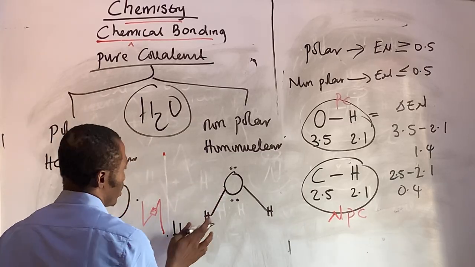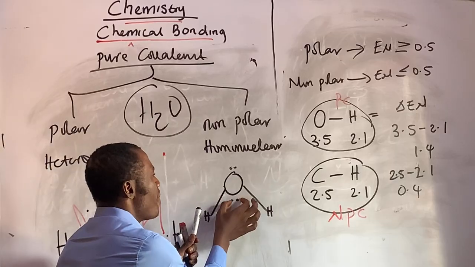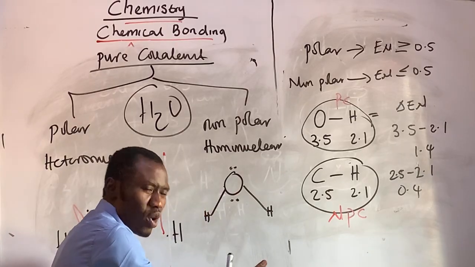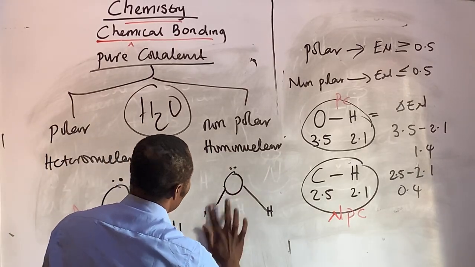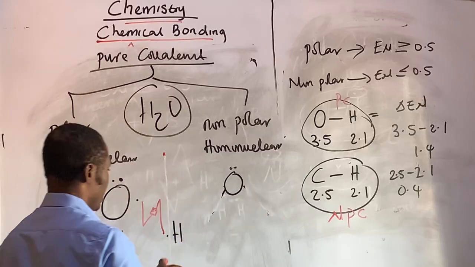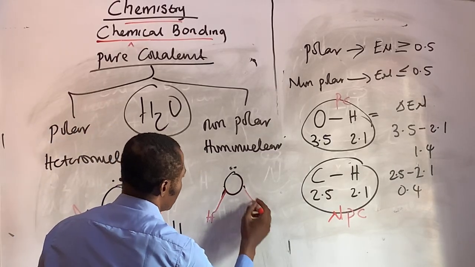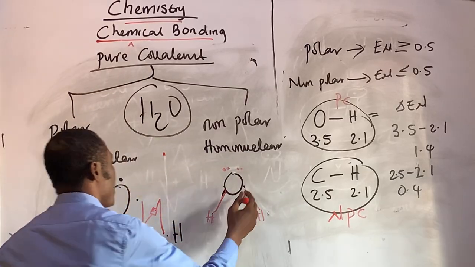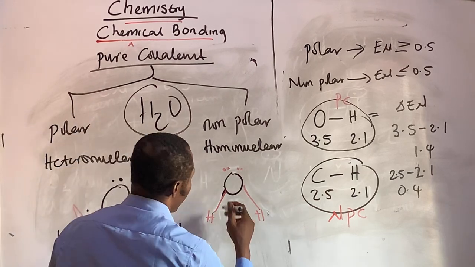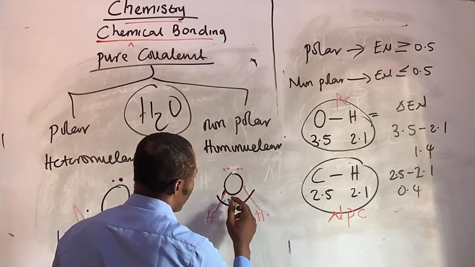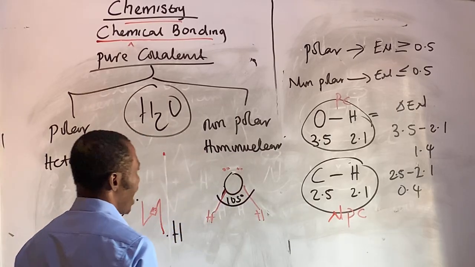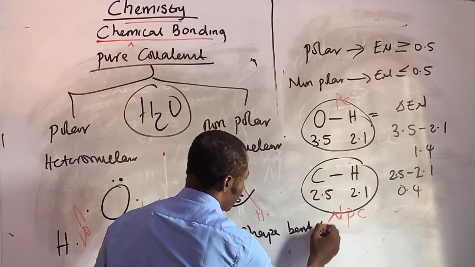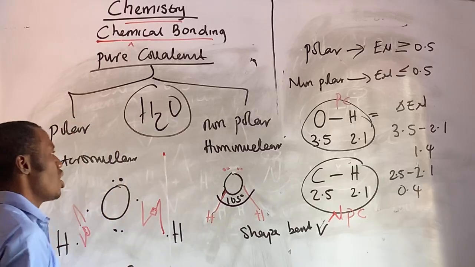Now normally, because of the lone pairs here, we push the hydrogen atoms downwards. That's why we have a bent shape or a V shape, so that my structure will look like this. So this is hydrogen, this is hydrogen, and then I have two lone pairs up here. Now, there is a bond angle here. The bond angle here is 105 degrees, all right? And the shape of this molecule is bent, or the V shape. You can see it's bent or the V shape.